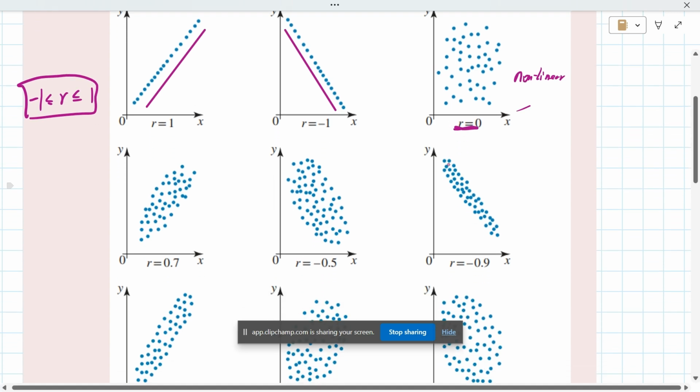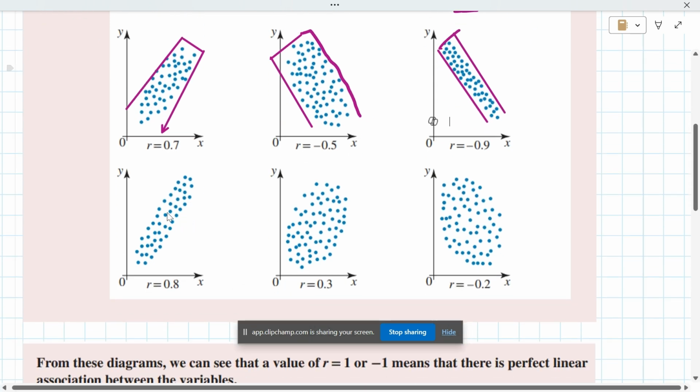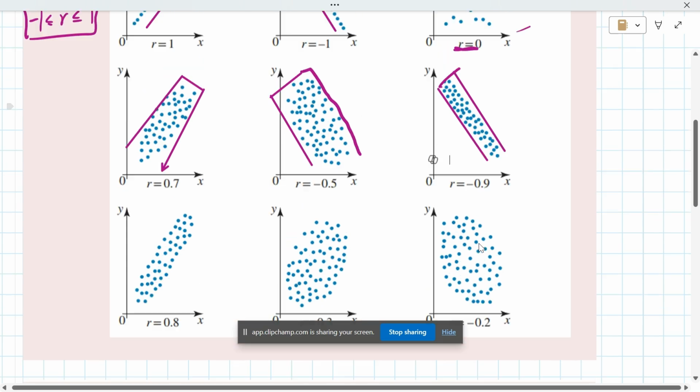And 0.7, you can see the difference: the values look a little bit wider, and 0.5 will be wider than the 0.7. But this is negative, this is the whole negative side. 0.9 will be narrower, which is pretty understandable, hopefully. So that's 0.8, 0.3, negative 0.2 looks like.